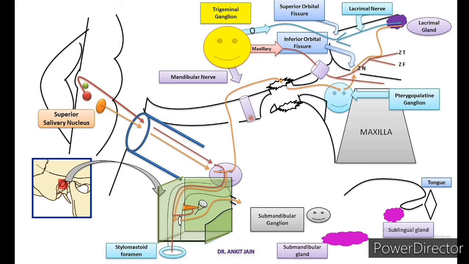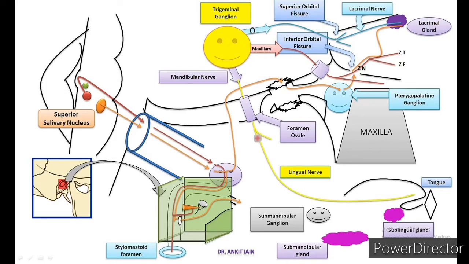The mandibular nerve leaves the cranial cavity by passing through the foramen ovale. After passing through the foramen ovale, it divides into a small anterior division and a posterior division. One of the branches from the posterior division is known as the lingual nerve, which innervates the anterior 2/3 of the tongue and floor of the mouth and brings the general sensation like touch, pain and temperature from the anterior 2/3 of the tongue.